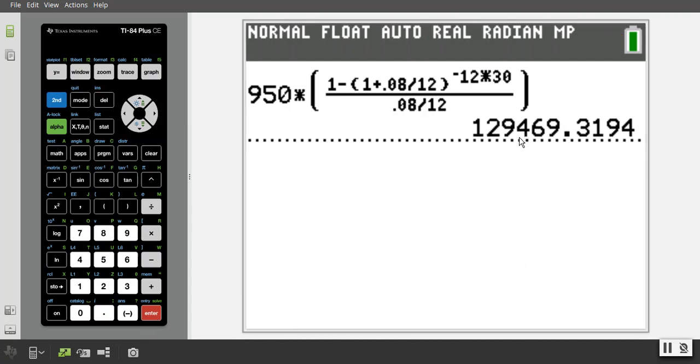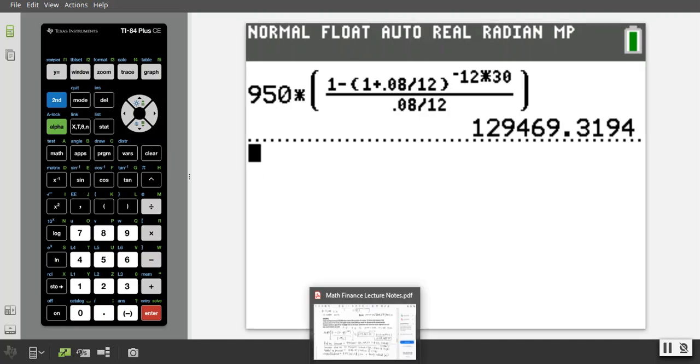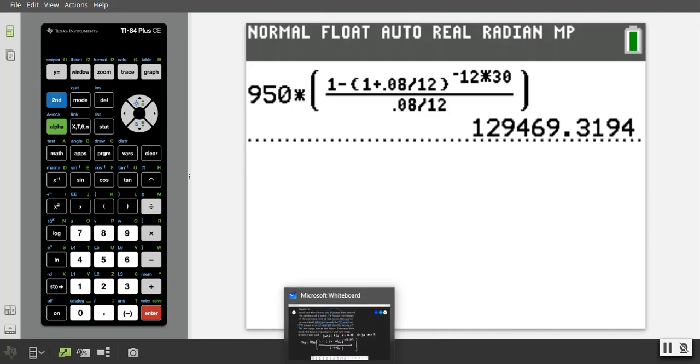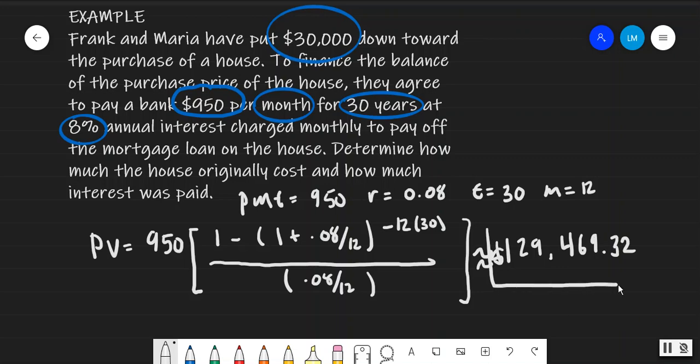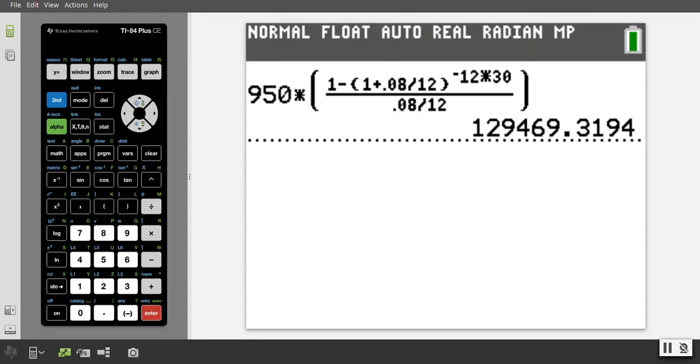and okay, so the house costs, or the finance amount, was 129,469 and 32 cents. Okay, so this is the amount that was basically financed. Okay, let's just double check.